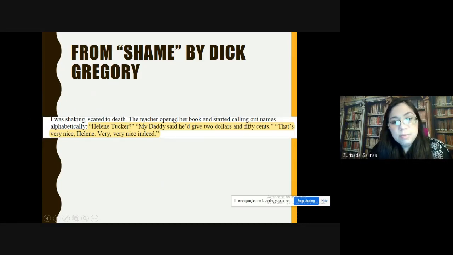I was shaking, scared to death. The teacher opened her book and started calling out names alphabetically. Helen Tucker. My daddy said he'd give $2.50. So because there's a name here, Gregory doesn't find it useful to say or repeat Helen said, Helen answered. He just assumes that the reader is following that Helen is the one that's responding.